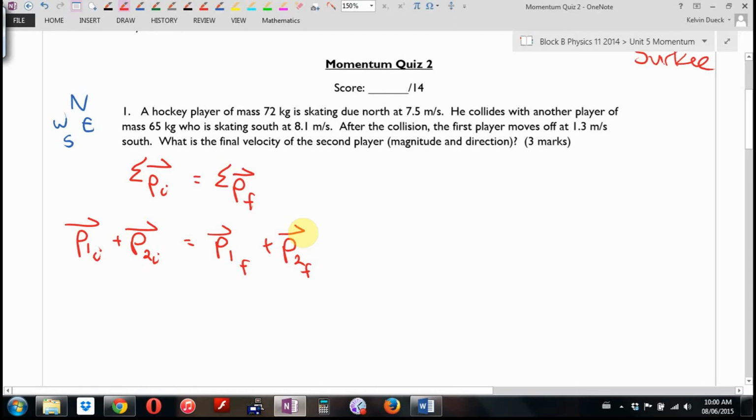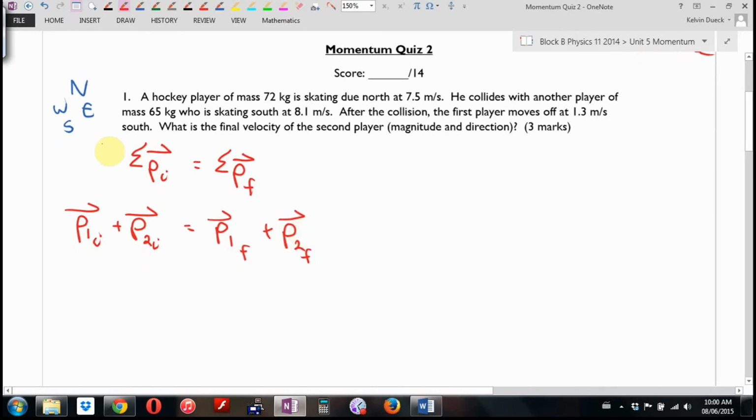Are any of these zeros? I don't think so. Okay. So it's going to be m1v1 initial plus m2v2 initial equals m1v1 final plus m2v2 final. Okay. And it looks like what they want me to find is that one there.